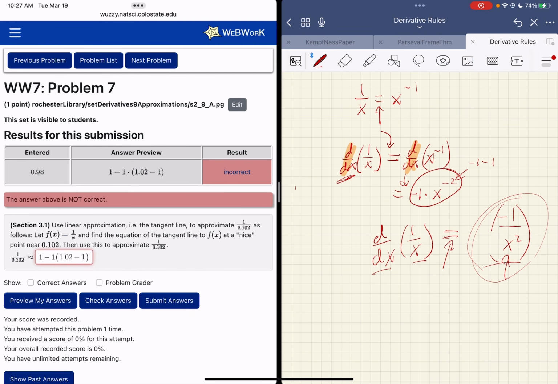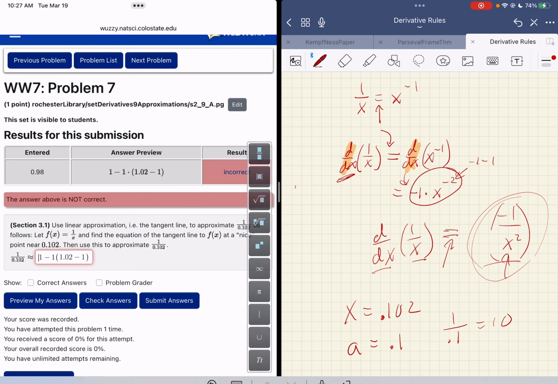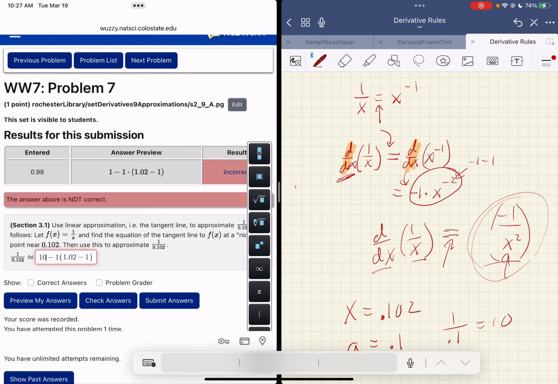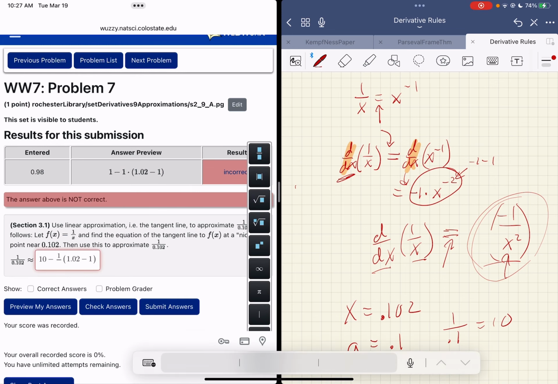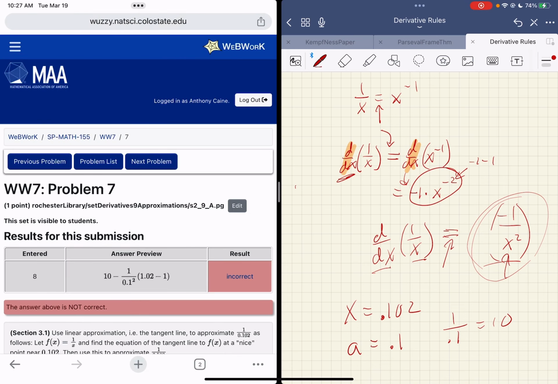Why don't you like that? Oh, because I'm so sorry, I misread this, right? X is 0.102. So the a value that I want to use is 0.1, because 1 over 0.1 is 10. That's one that I can do pretty easily. So this should be a 10. And this is a -1 divided by, I'll just write it like this, 0.1 squared. It's going to end up being 100, but whatever.